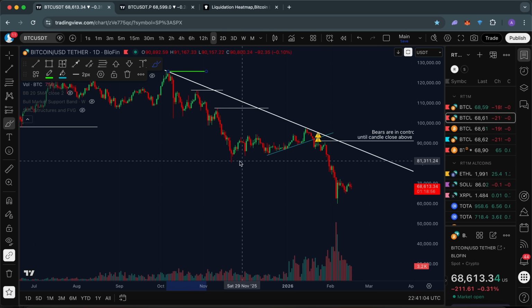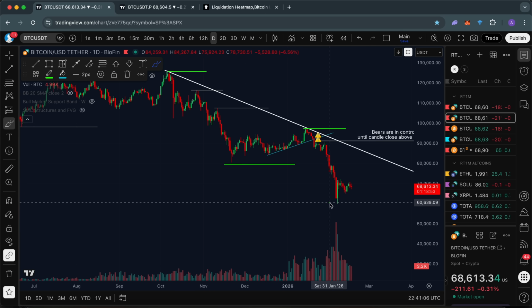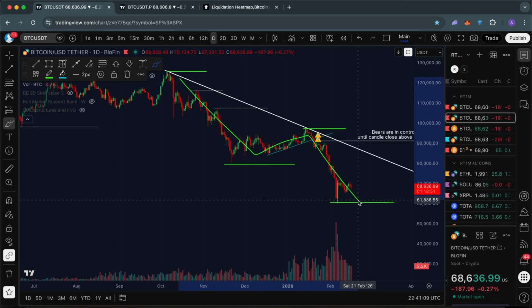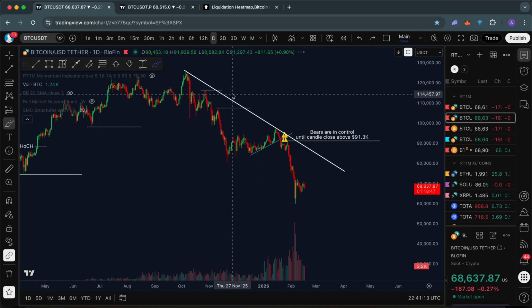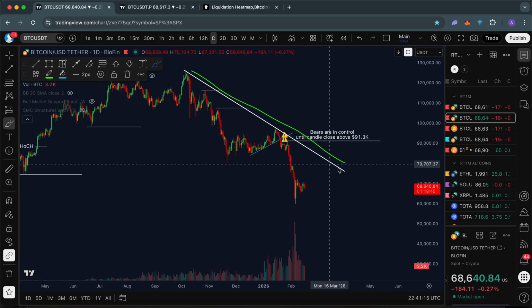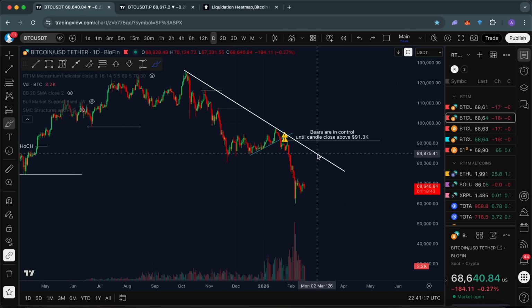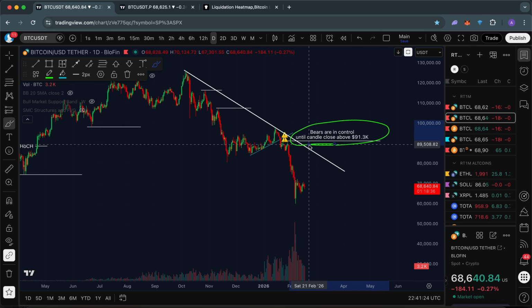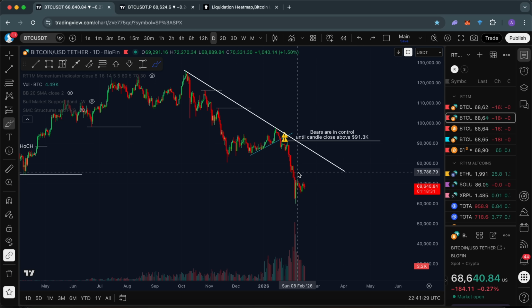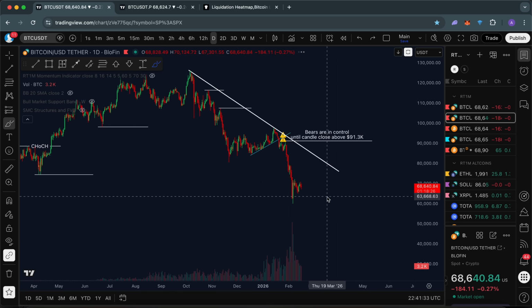Next, moving on to the market structure, we are still seeing lower highs and lower lows. So this is simply what we call a downtrend, and this is more easily marked by this descending trend line that we have on the daily time frame. Currently, there's resistance sitting at 84.8k, trending down over time, but keep in mind that so long as we're not seeing any candle closes above 91,000, the bears are still in control of this market. And what that means is that I am expecting lower prices for Bitcoin to be reached.